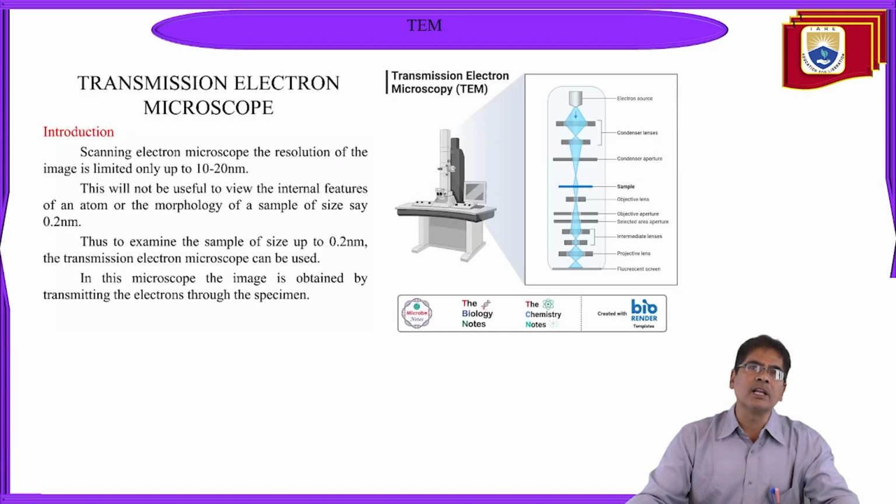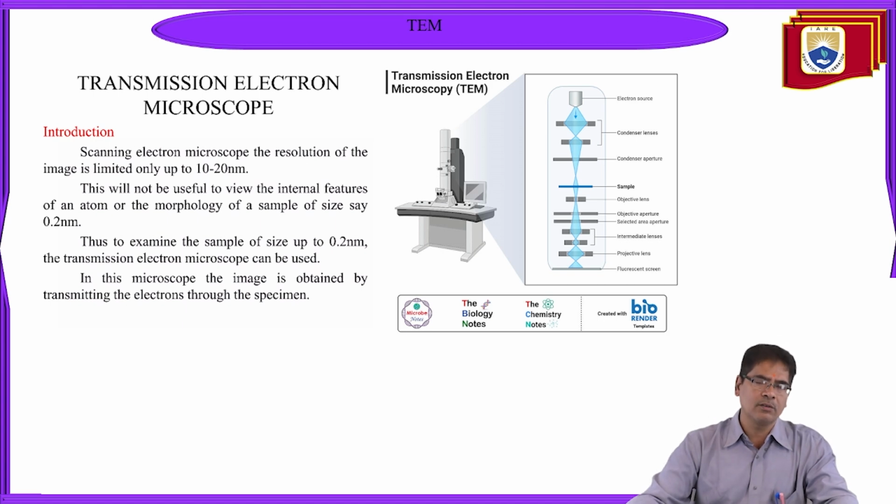So what is transmission electron microscopy? In scanning electron microscopy, the resolution of the image is limited only up to 10 to 20 nanometers, right? So this will not be useful to view the internal features of an atom or the morphology of a sample of size, say, 0.2 nanometers. So to see that particular internal morphology of a film of low thickness, around 0.2 nanometer, people will study using transmission electron microscopy. That is TEM. So for sizes up to 0.2 nanometer, the transmission electron microscopy can be used.